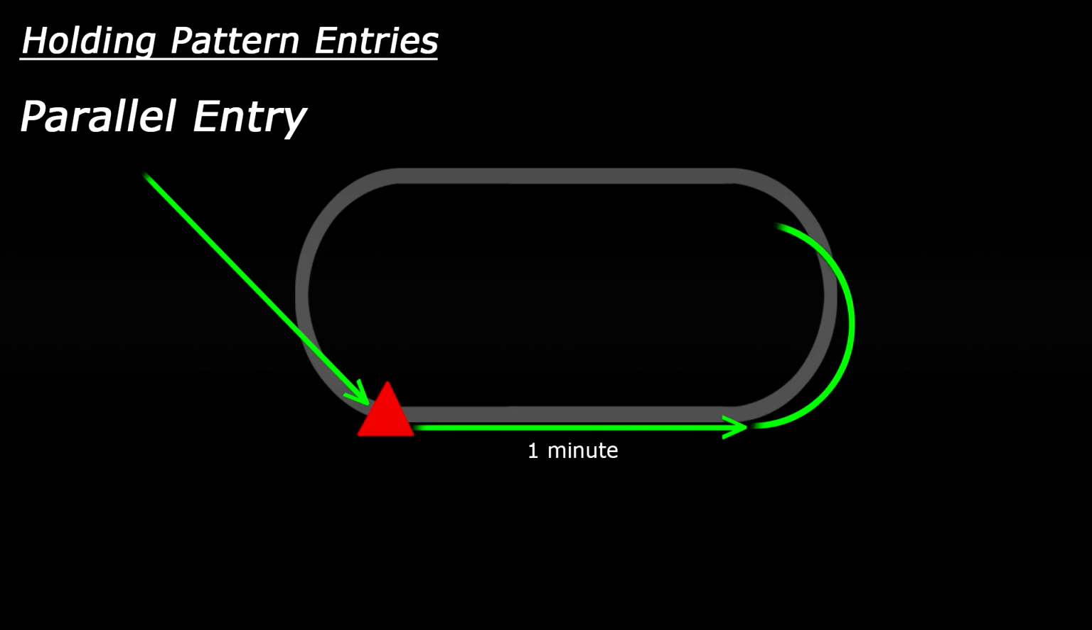And then finally, the last entry we have is the parallel entry. So for this technique, our initial action again is to fly directly to the fix. As we pass over the fix, we would need to fly the reciprocal of the hold course for 1 minute. And then once that minute has passed, you need to turn onto the holding side of the pattern and then approach the fix at approximately a 30-degree angle before beginning the hold. And you'll notice that this is pretty much a reverse of the offset entry technique.